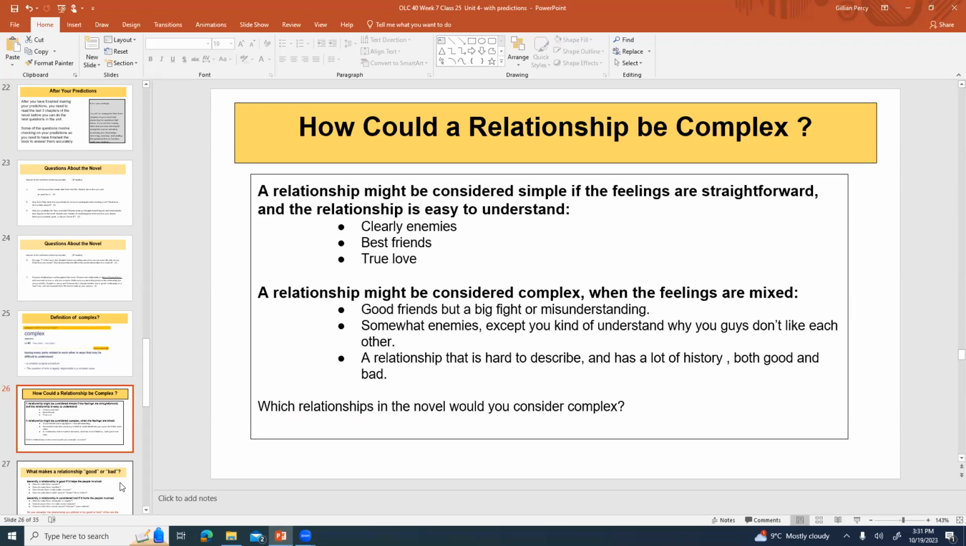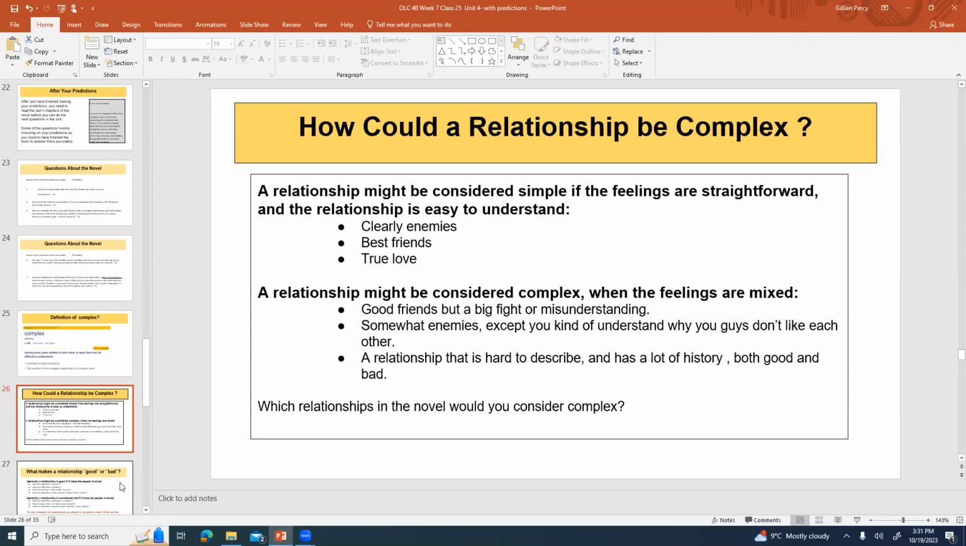Best friends. I'm trying to think of a movie that has best friends. Best friends where there have not been any arguments, there's no jealousy, there's no confusion. They're just pure, simple best friends. Okay. True love, right? Again, pure, simple. No one's betrayed anybody. No one's let anybody down. It's just a simple, straightforward kind of relationship.